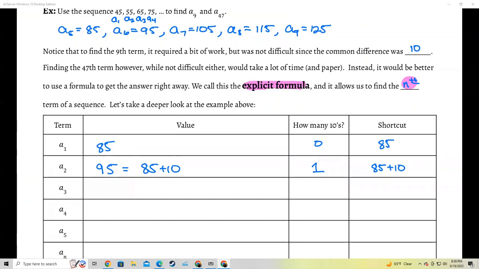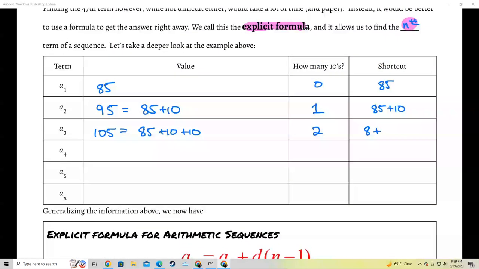All right, the next term, the third term was 105. How did I get that 105? Well, I got the 85 and then I added 10 and then I added 10 again. So in this case, how many 10s did I add? I added two 10s. What's a shorter way of writing that? Well, I got an 85. And then, let me just make sure I write this the right way. Yep, this is going to be, I added 10, but I added the 10 two times. I guess over here I should say I added the 10 one time.